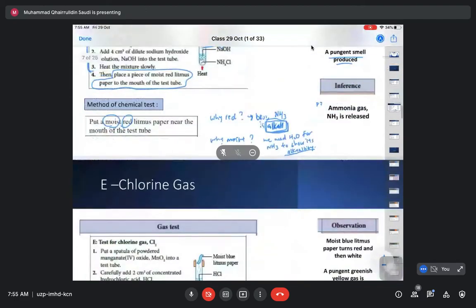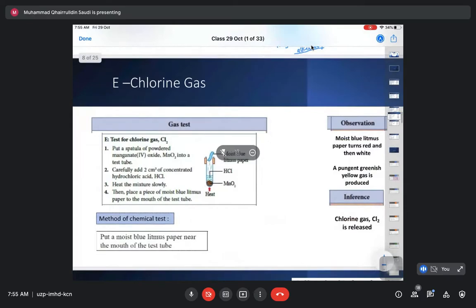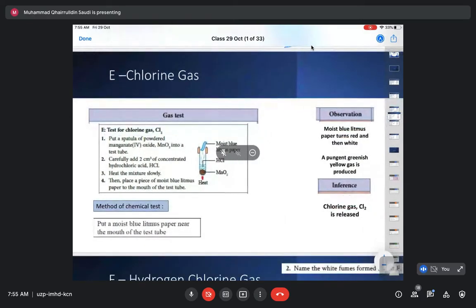Alright, next one. How to test for chlorine gas? So, the first and the third procedure is just to produce chlorine gas. So you heat manganese oxide. After that you add concentrated hydrochloric acid. Okay, and then supposedly chlorine gas will be produced. How to test for chlorine gas?